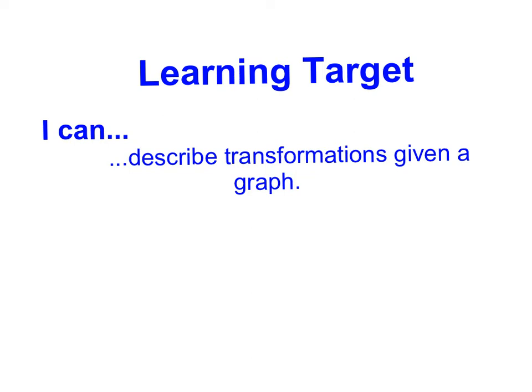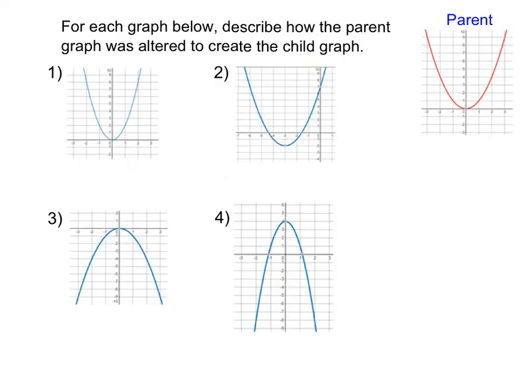So in this video, we're going to describe the transformation of a parent graph by being given the graph of the child graph. So here you're going to see that we have a variety of child graphs. We have 1, 2, 3, 4 child graphs, and they're all referring back to this parent graph over here that is in red. So what we're going to do is look at each child graph, and decide how that child graph was altered in order to create it. How did we take that parent graph and how did we alter it to create the child graph?